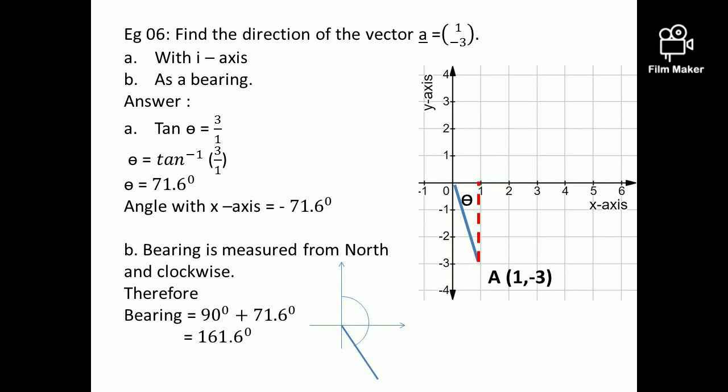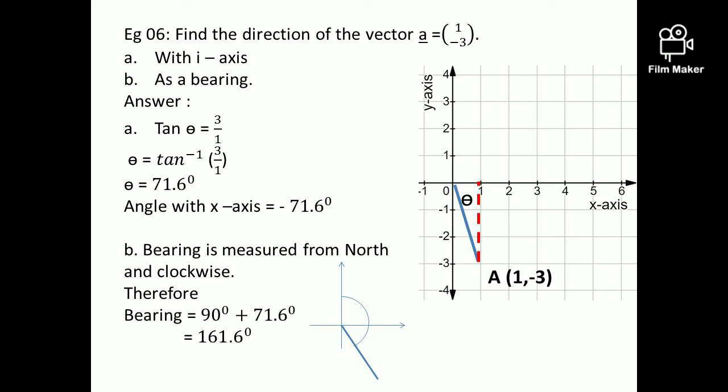Then if you draw a right angle triangle, you can say tan theta is equal to 3 over 1. So here, when you're working out this angle, don't worry about this negative value. Just ignoring the negative value, you just find the figure. With that, you will obtain the answer 71.6.